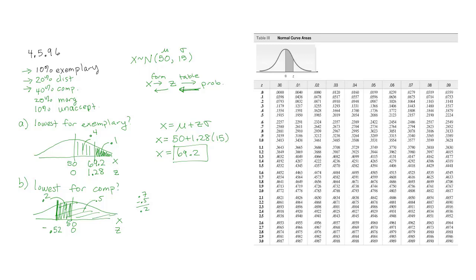All right, so now we can use our formula, x equals mu plus z sigma. Our mean is 50, our z is negative 0.52. So plus and negative means subtraction. So minus 0.52 times our standard deviation. Okay, and taking out a calculator, 50 minus 0.52 times 15 is 42.2. So that's our x value for the minimum score you need in order to be rated competent.